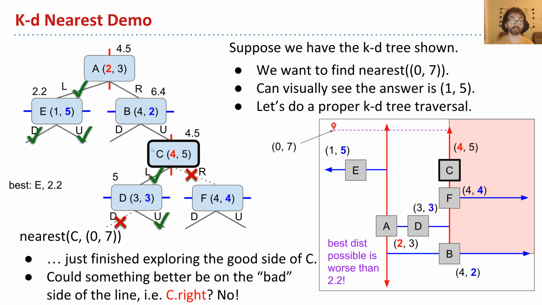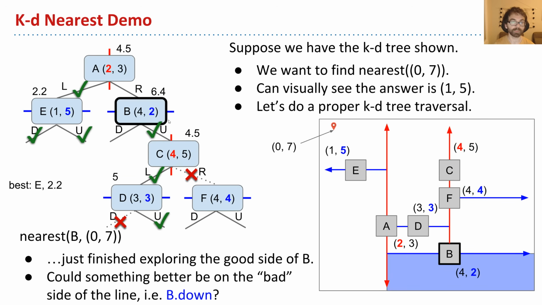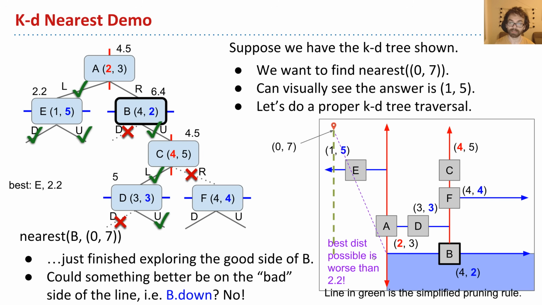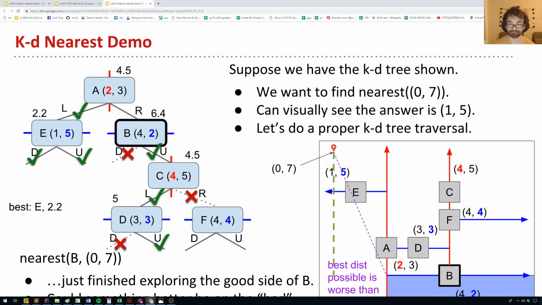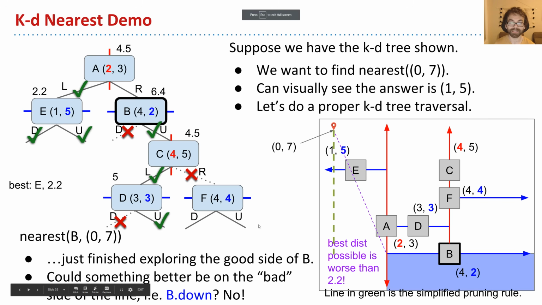Okay. So now having handled C, we're going to go back up. So we've gone the left and the right of C, so we'll go back up to B. So we finished the up side of B, which was B's good side. And now we need to think, now that we're back to B, do we need to look at its bad side? Okay. So the bad side of the line, we check and we say, what is the best possible point that could be here? And that distance is bigger than 2.2. You can either use this exact amount or use the line in green. Now Google Slides has made this look uglier than it does in edit mode. Look, that's perfect. Anyway, all right. So the line in green, you could use that instead if you don't want to do this trickier computation.